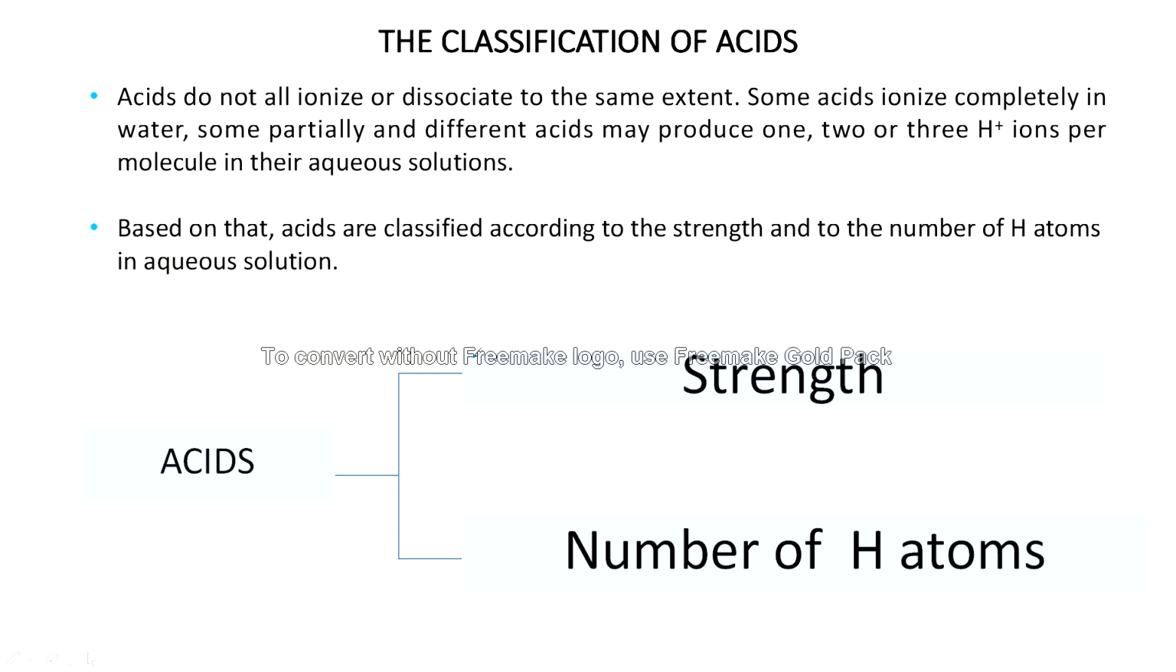The classification of acids. Acids do not all ionize or dissociate to the same extent. Some acids ionize completely in water and others ionize partially in water. We should also know that different acids may produce different numbers of hydrogen ions. They may produce 1, 2, or 3 hydrogen ions. Knowing that, we classify the acids according to the strength and according to the number of hydrogen atoms produced.